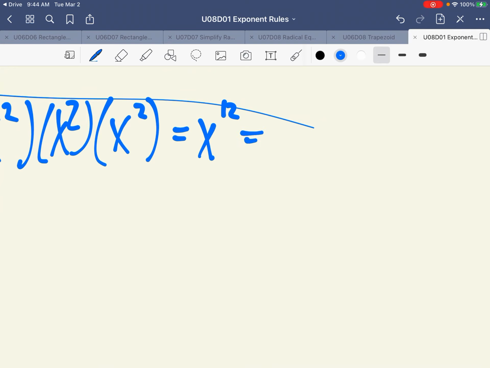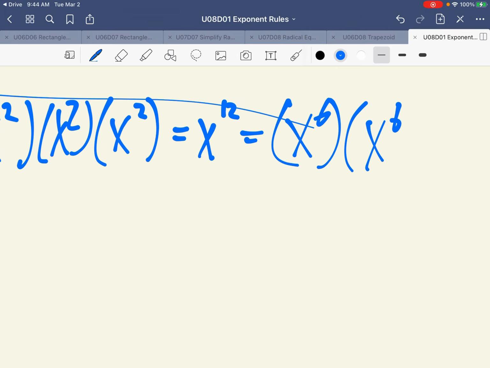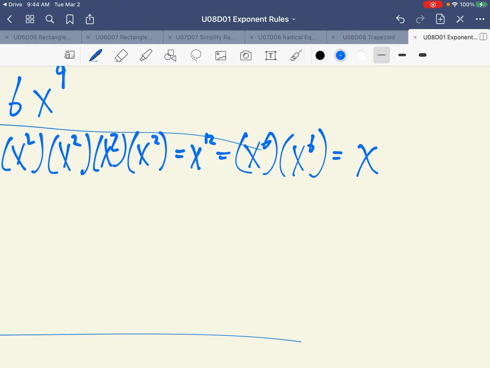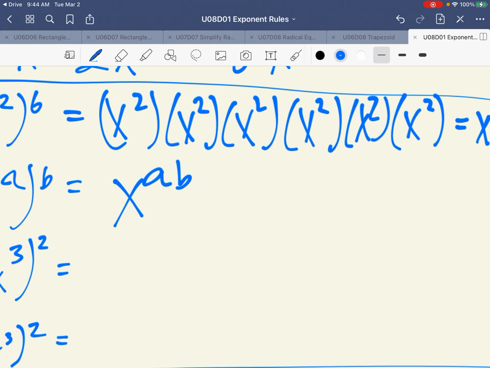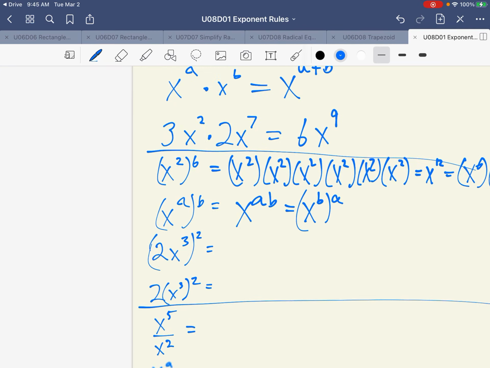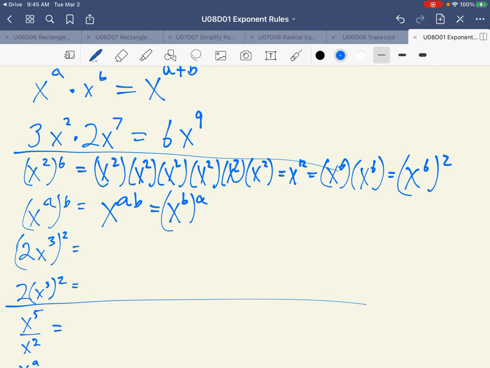Similarly, we can break this back up into groups of x to the 6th. So we can turn this into x to the 6th times x to the 6th, which would be equivalent to x to the 6th twice. In other words, x to the a to the b power is equal to x to the a to the b, or x to the b to the a. So you can technically switch the order in which the exponents are written because they are mathematically equivalent. So once again, this is the power rule.